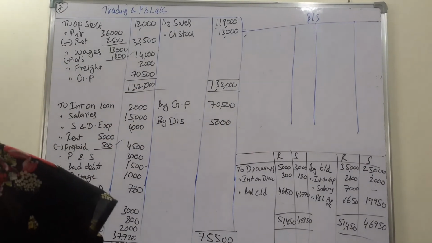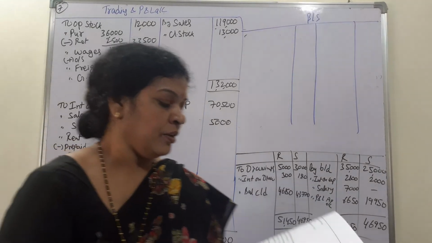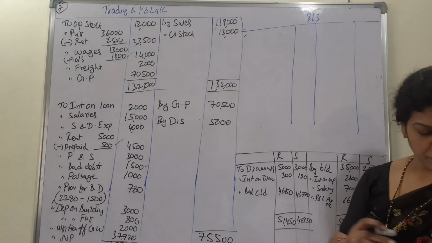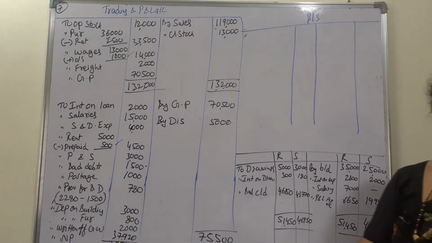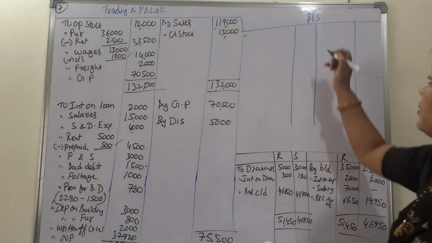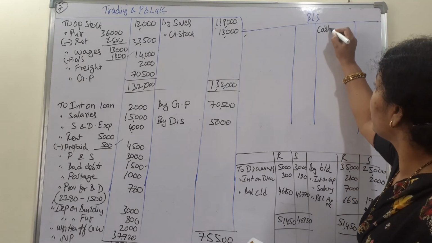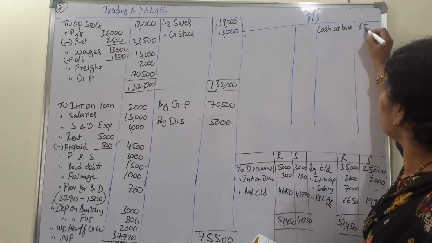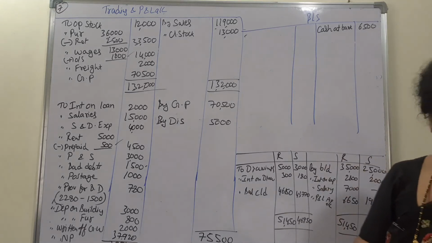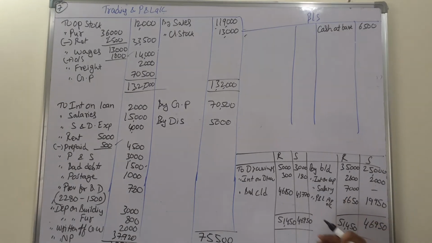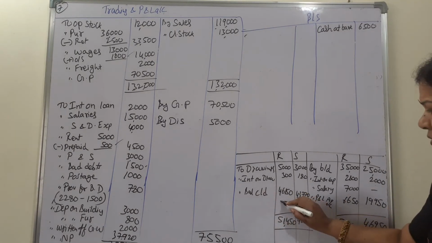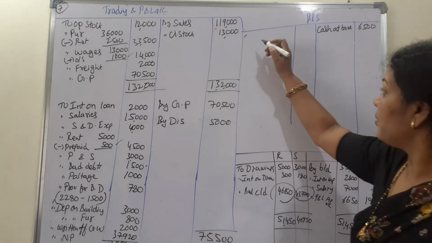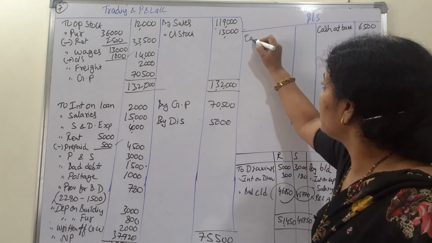Now for the balance sheet, first we'll start with the cash. Where is the cash in the debit side? Cash at bank, middle it is given 6,500. After that we'll see whatever is there. First capital also, always you know that this you have to take it into the balance sheet liability side. Capital will write, otherwise Ramesh and Suresh.